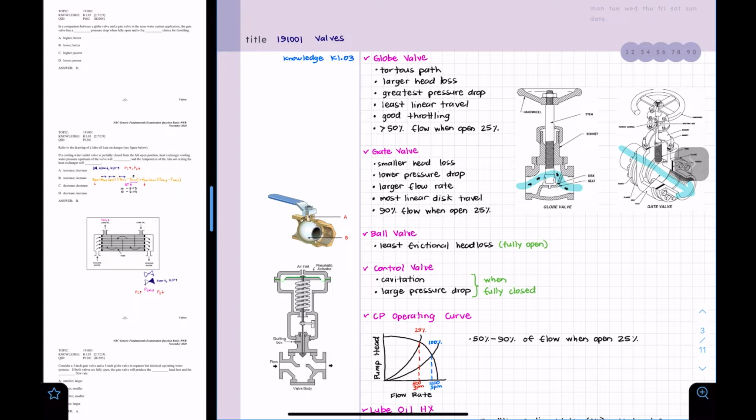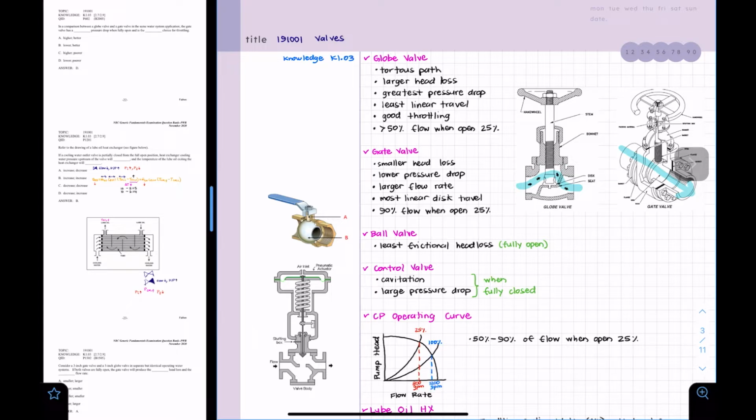And something important: when this valve is open 25%, we are letting out more than 50% of the flow. That's something good to remember. And we also have gate valves, and the gate valve is generally used to completely shut off fluid flow, or to be used in the fully open position and just to provide full flow in a pipeline.